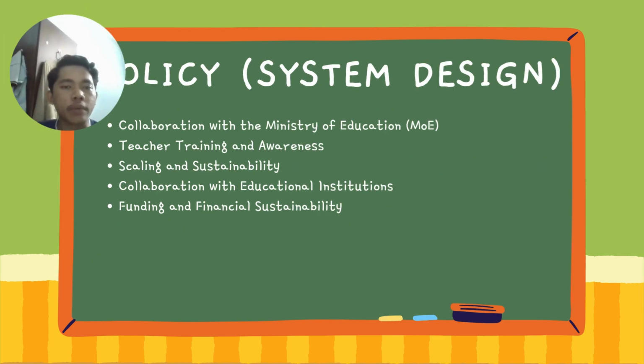So now I'll be talking about the policy system design. For policy, we have five different sections: first, collaboration with the Ministry of Education. Secondly, teacher training and awareness, scaling and sustainability, collaboration with educational institutions, and lastly, funding and financial sustainability. So let's have a look at each one of these sections.